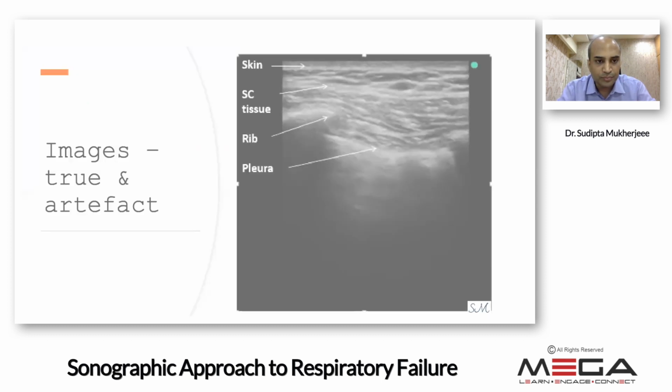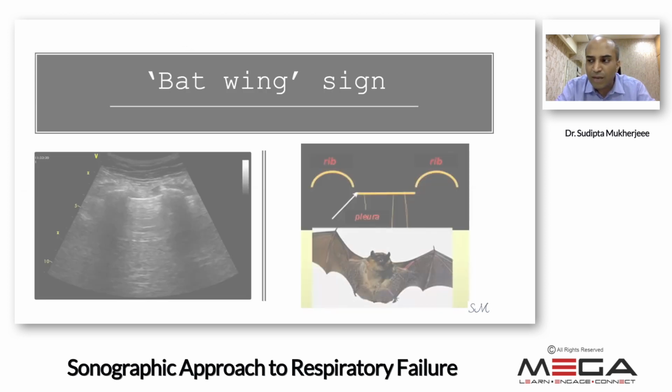Now, lung is very unique in terms of ultrasound assessment, because it has some true image that is constituted by skin, subcutaneous tissue, the ribs and muscles, and the pleura. Below the pleura, these are all artifacts because of the reverberation of ultrasound from the surface. So the upper part is the true image, and the lower part is the false image or artifact.